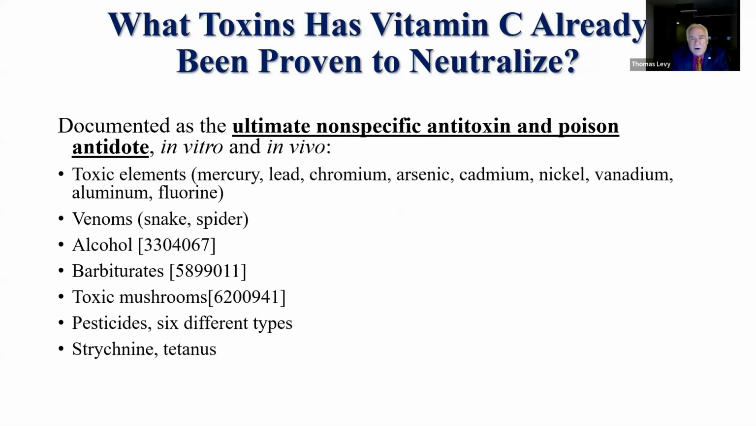What has vitamin C already been proven to neutralize in terms of toxins? Now, I just told you the evidence shows that it neutralizes all toxins. However, there have been studies that show for sure it has done it on these toxins, toxic elements. Look at that list of elements: mercury, lead, chromium, arsenic, cadmium, nickel, vanadium, fluorine, aluminum. You don't want to be fluoridating anything.